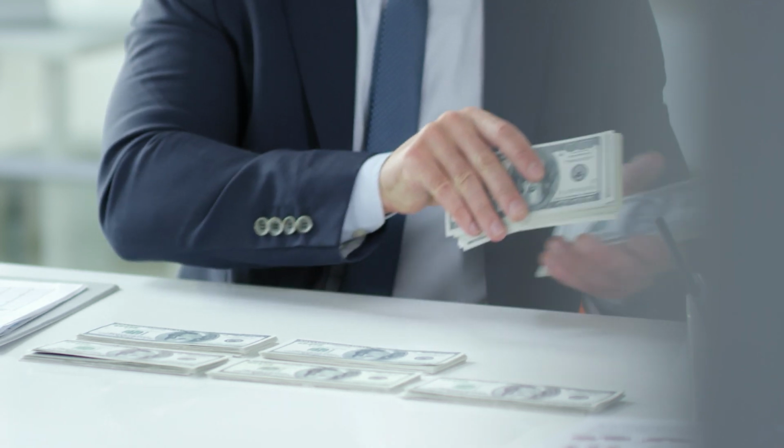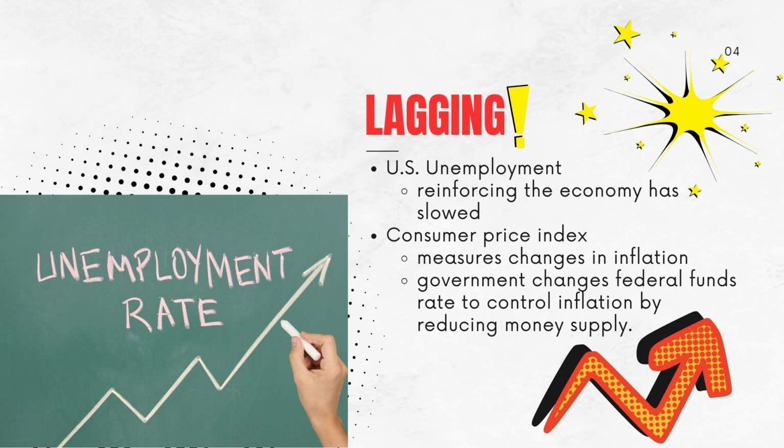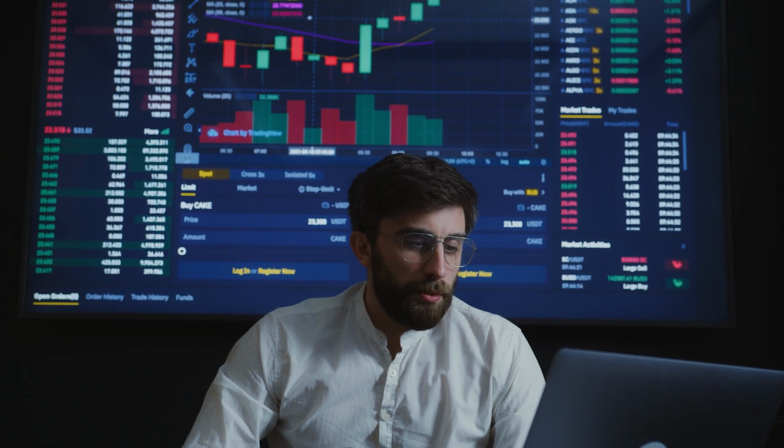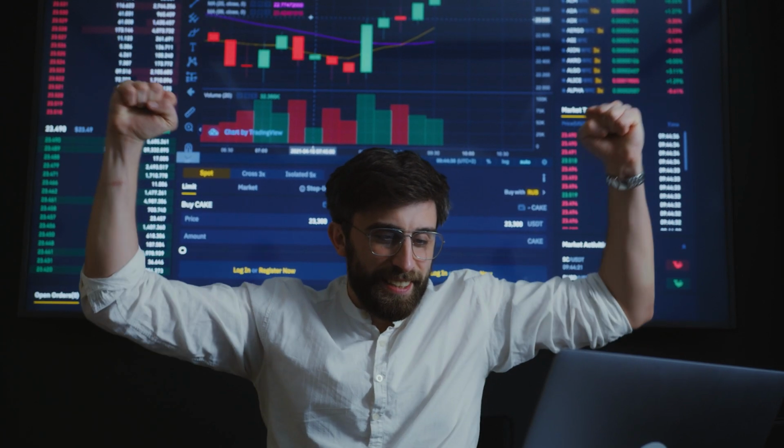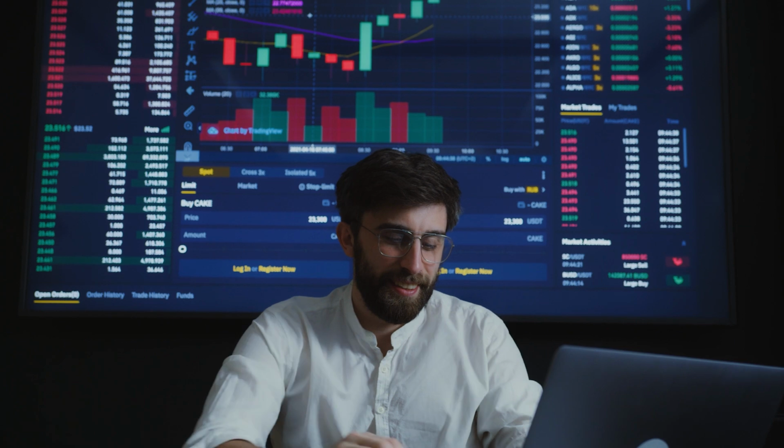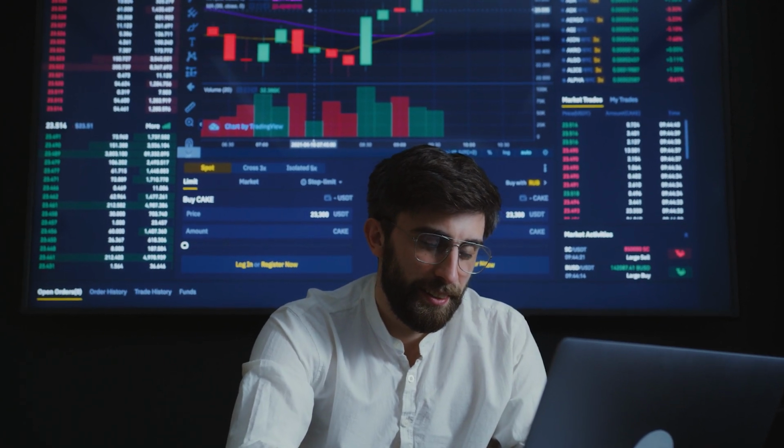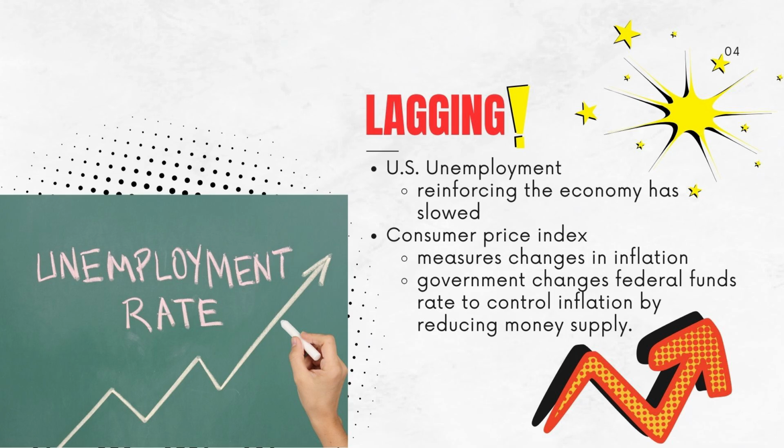Now we have the CPI, or Consumer Price Index, which measures changes in inflation. Assume that the money supply seems to be shrinking, and if someone wanted to confirm that the economy is slowing down, they could look at the inflation rate. And if that's going down, that could reaffirm this theory. The government changes the federal funds rate, which is how much it costs banks to borrow from each other overnight, and they do this by increasing interest rates on this metric to control inflation, to reduce the devaluing of the American dollar.